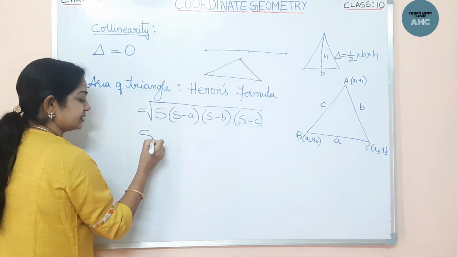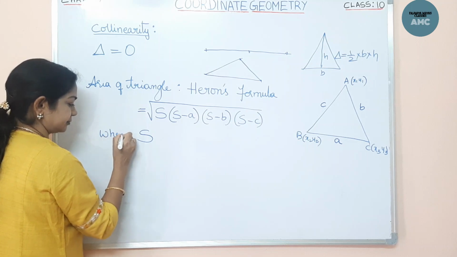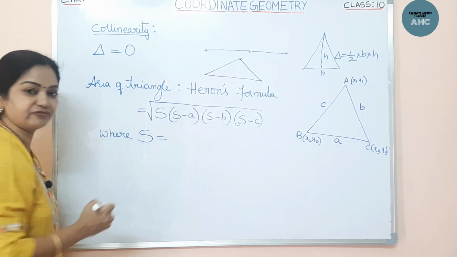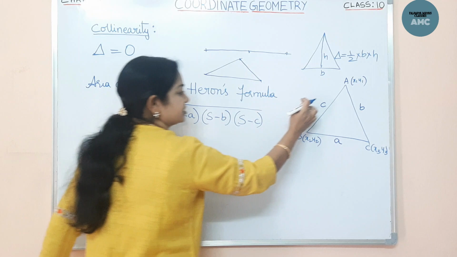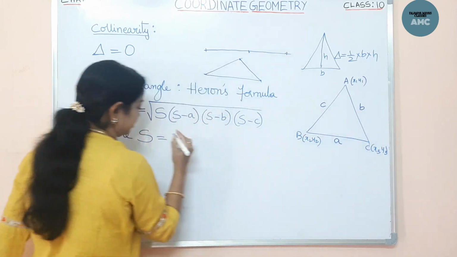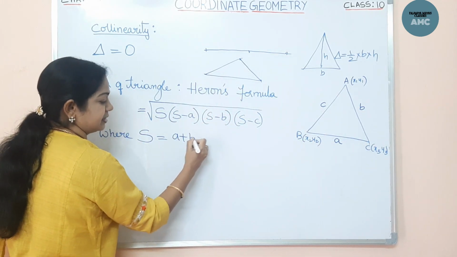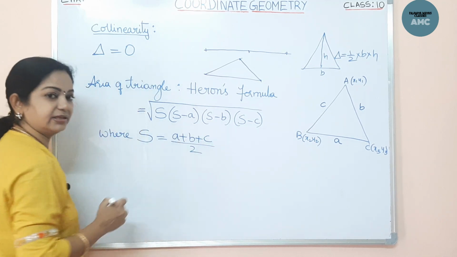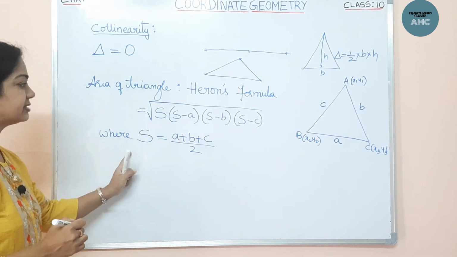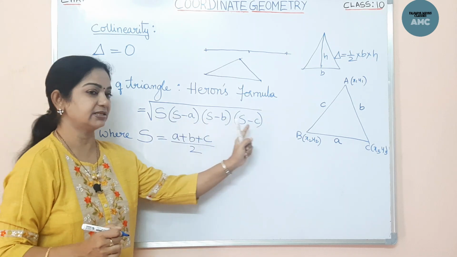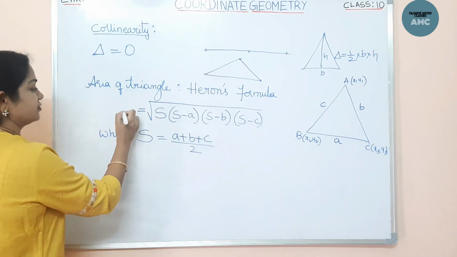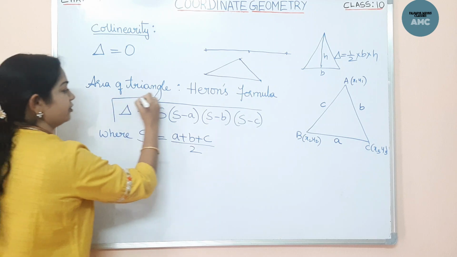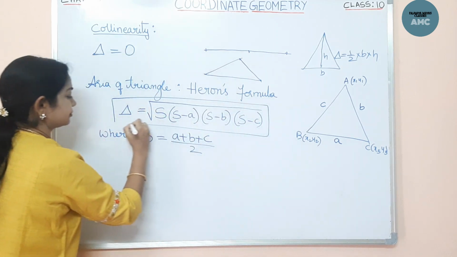And here a, b, c are the sides. And what is S here? S is half the perimeter. The perimeter of this triangle is a plus b plus c, isn't it? So half the perimeter is nothing but the S term. After placing S in the formula, this is Heron's formula for the area of a triangle.